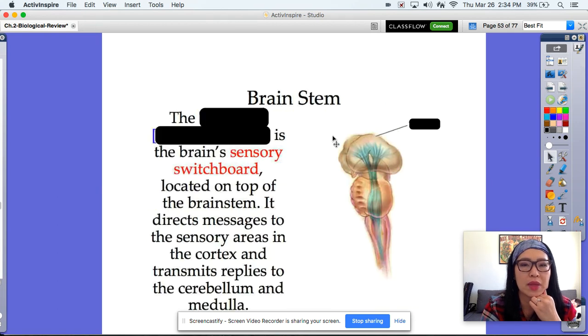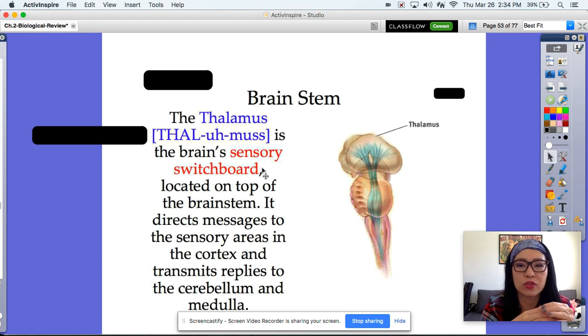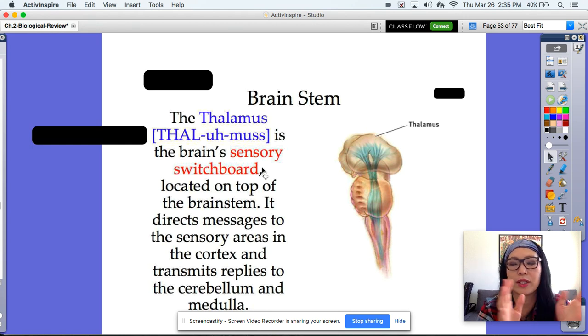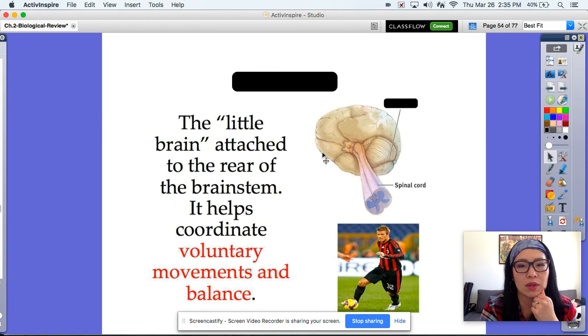Okay. Then we have the sensory switchboard, which is the top of the brainstem, the thalamus, which is up here. It's going to deal with all of your sensations except for which one? It deals with sight, touch, taste, and hearing. The only one that it will not deal with is the sense of smell. What deals with the sense of smell is the olfactory bulbs, which are not part of the thalamus.